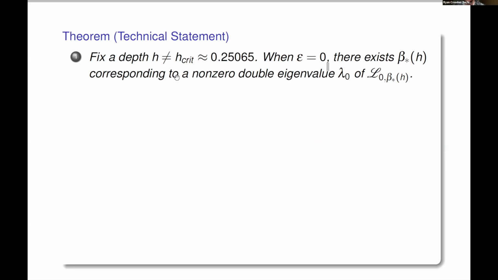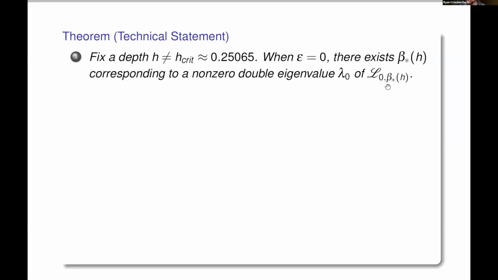The more technical statement would be the following. First of all, we have to fix a depth that's not equal to this critical depth, which turns out to be about 0.25. This critical depth is special because it turns out later on in our calculations, there's a certain quantity that vanishes at this depth. And when that quantity vanishes, we don't have instability, or we can't conclude instability. But so long as you're not working at that one critical depth, you can then show that when epsilon is 0 and you're talking about 0 amplitude, you have a non-zero double eigenvalue of the linear operator when you plug in epsilon equals 0 into that operator.